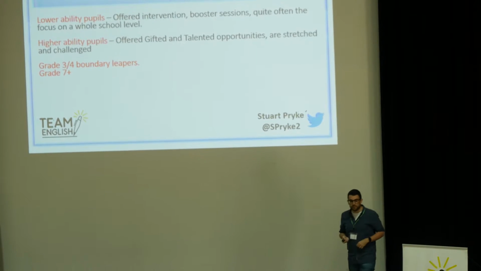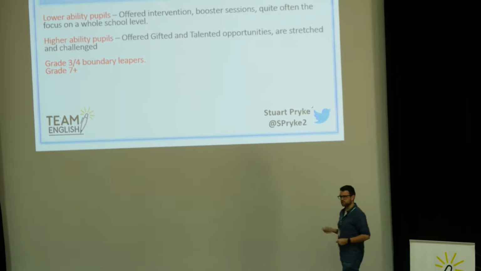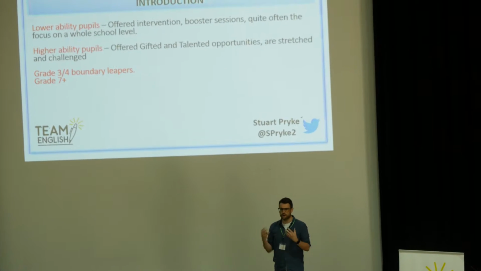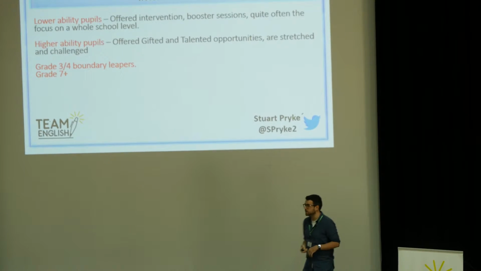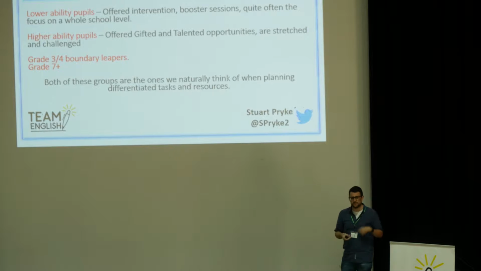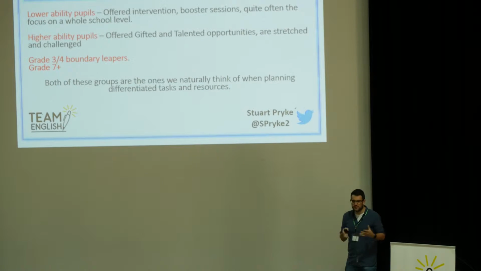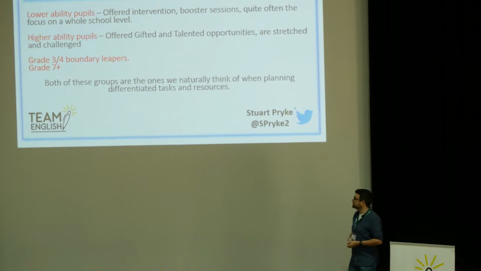We look at our grade 7 plus students as well and focus a lot of our energy on them because again, we're judged on our grades 7 to 9, the amount of students in our cohort who fall under that boundary. And both of these groups, I think, are the ones that we naturally think of when planning differentiated tasks and resources. But then where does that leave our other students?